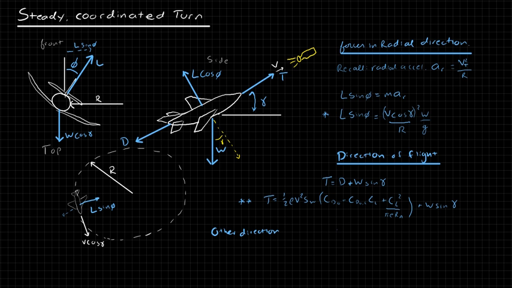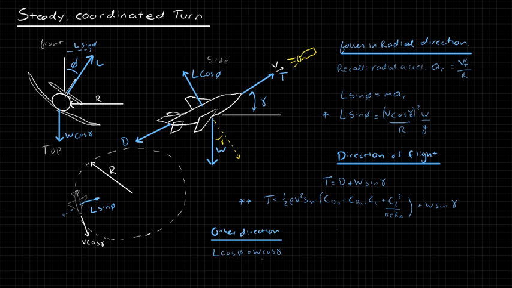But in order to make this a completely three-dimensional analysis, we have to have this other direction that's normal to the other two. If we sum the forces in this direction, we're going to have L cosine of phi, because that's aligned with the vertical. This direction is what we're looking at down on the front view. So L cosine phi is going to equal W cosine of gamma.